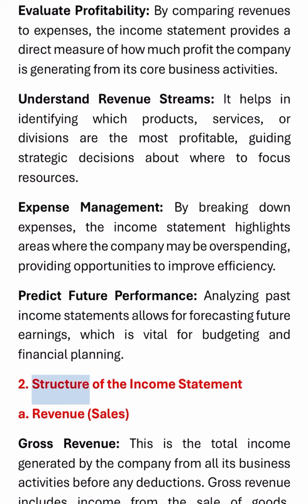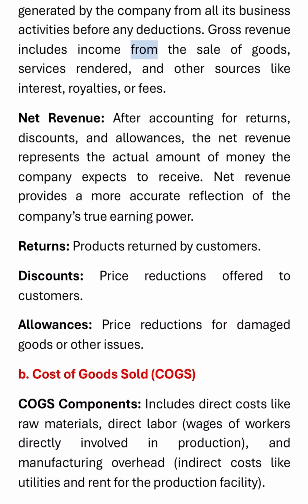2. Structure of the income statement. A. Revenue, sales. Gross revenue. This is the total income generated by the company from all its business activities before any deductions. Gross revenue includes income from the sale of goods, services rendered, and other sources like interest, royalties, or fees.